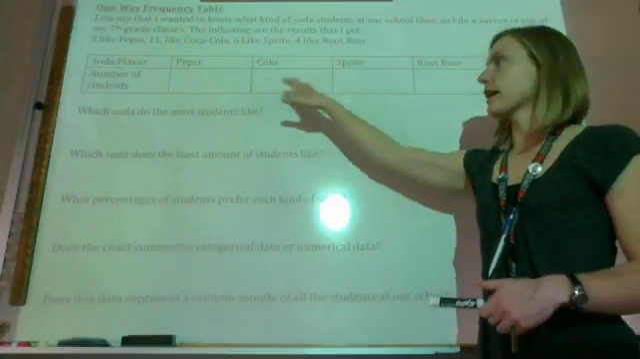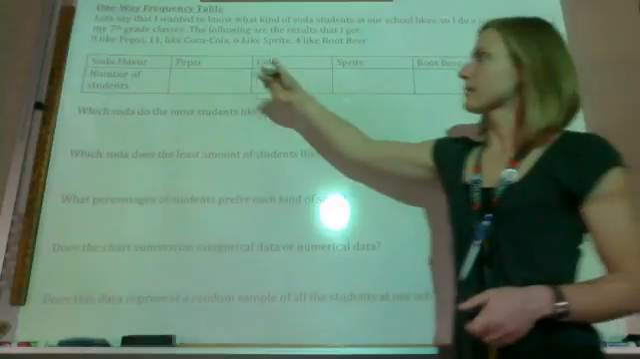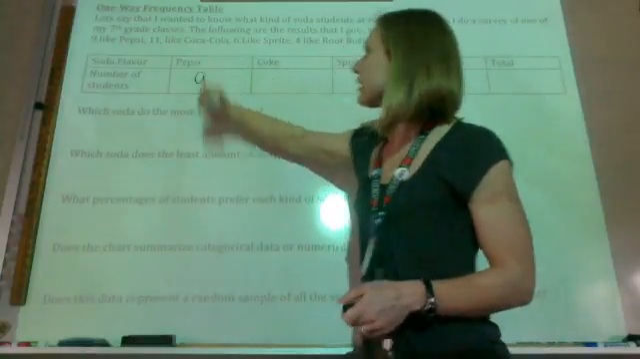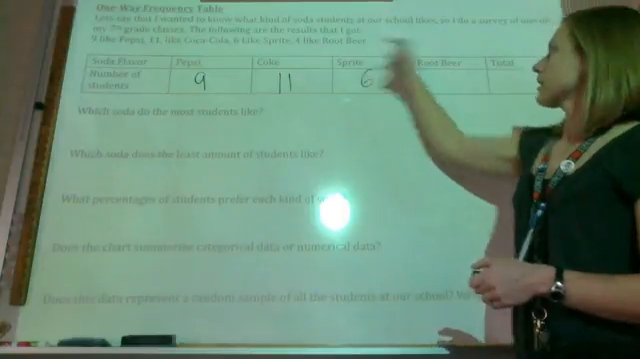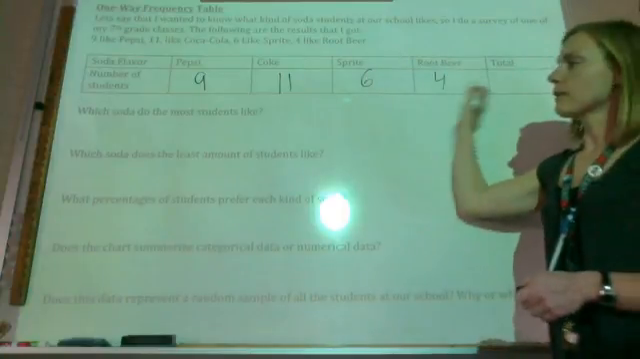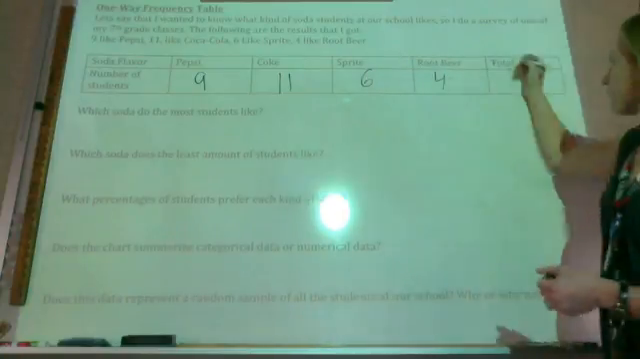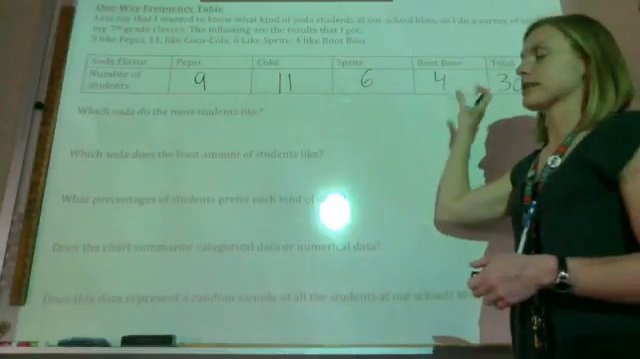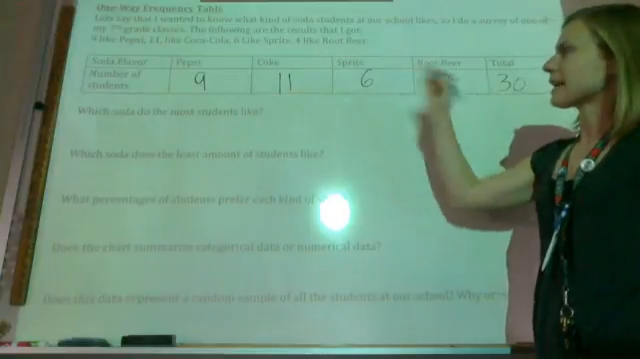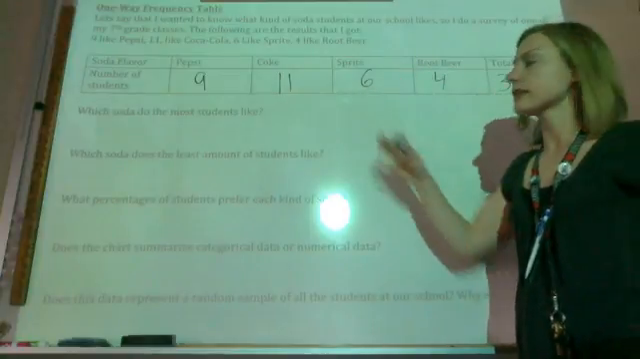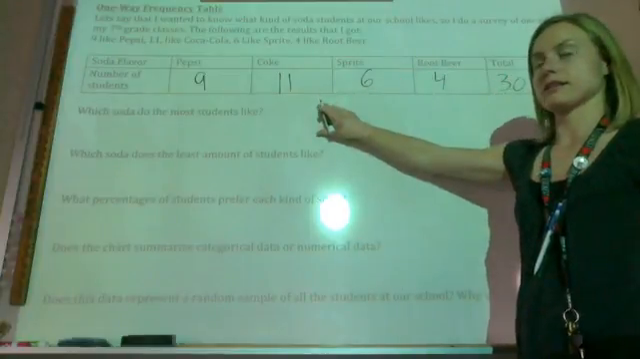So let's go ahead and put that into this table. Well, 9 like Pepsi, so 9 will go right there. 11 like Coke, 6 like Sprite, and 4 like root beer. Then if we want the total, we of course can add this up. So this is a one-way frequency table, fairly simple, and it just gives you some data, and then you can look at it and see some things. So let's answer some of these questions based on this table.